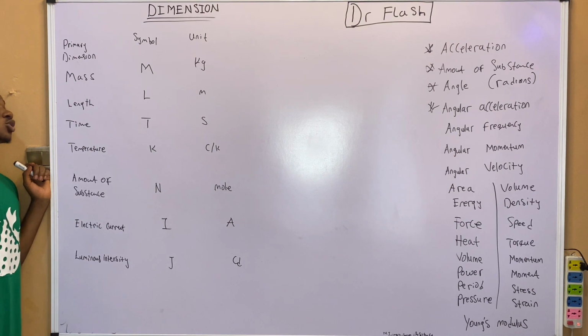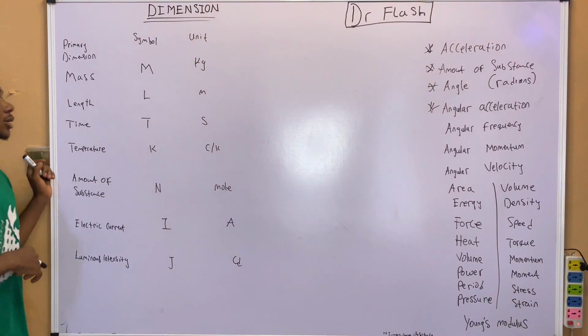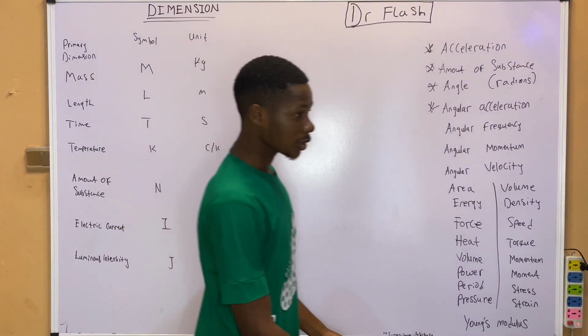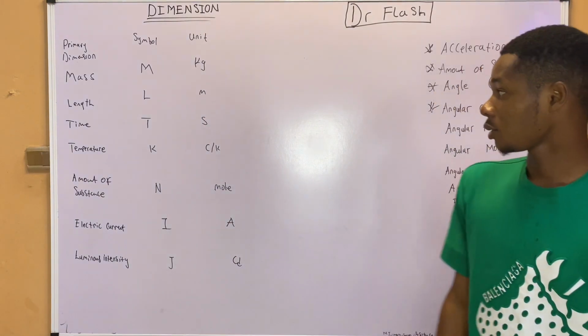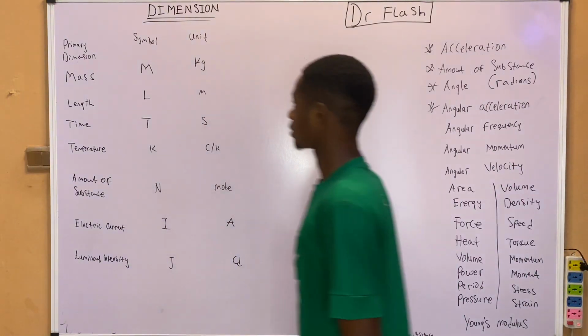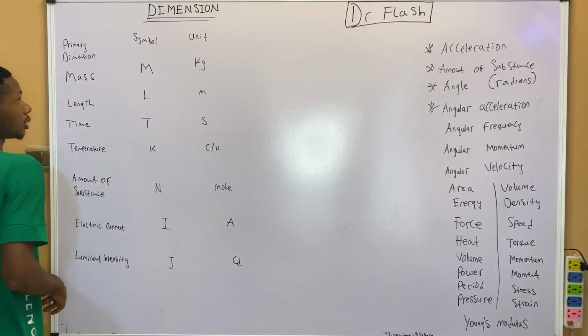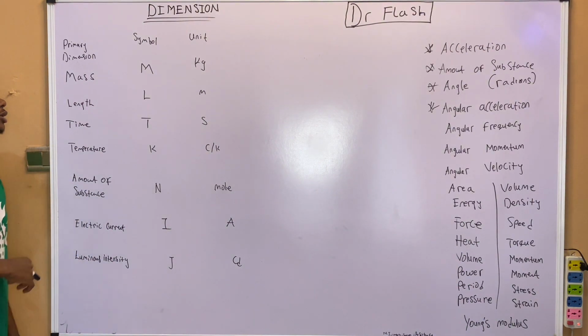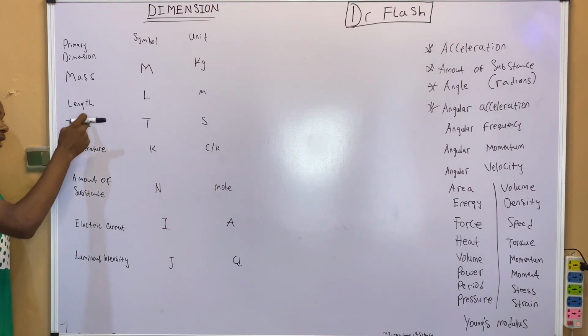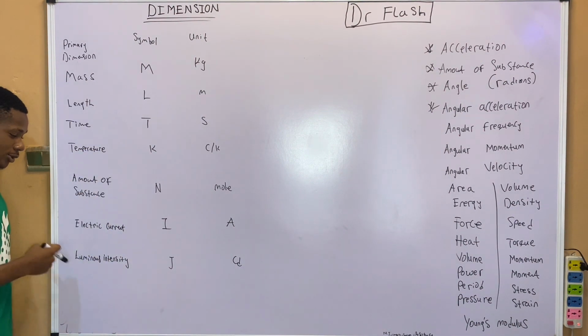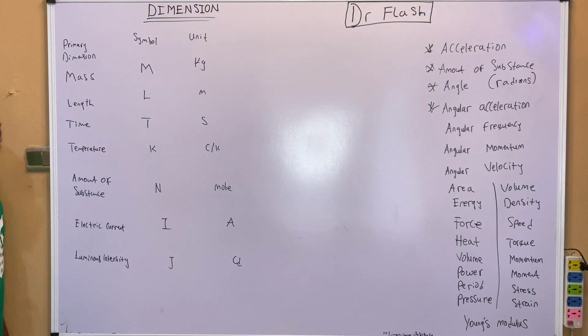Of course, we should already know by now that various quantities have different ways of measuring them, that is, different units. An example is force. Force could be measured in pounds or in newtons and the like, of which the SI unit is newtons. Here we have the seven fundamental quantities in physics: mass, length, time, temperature, amount of substance, electric current, and luminous intensity.